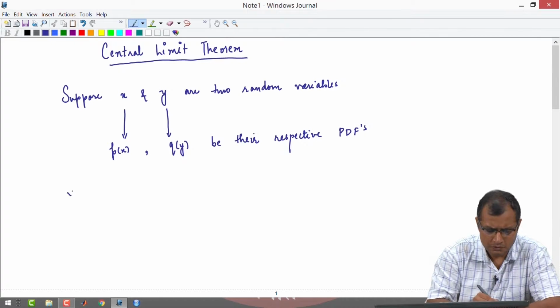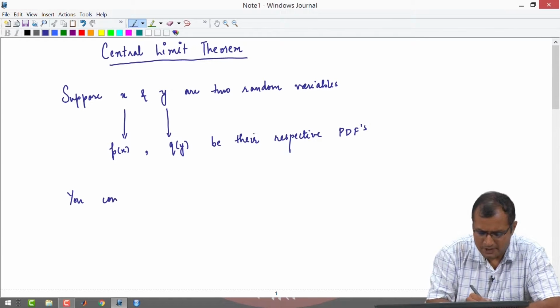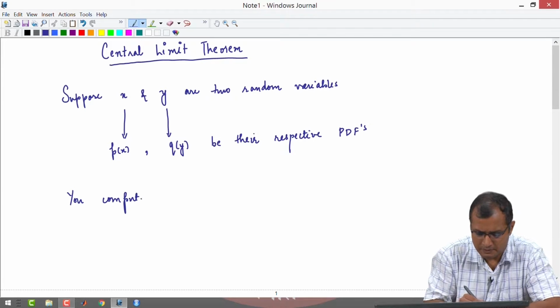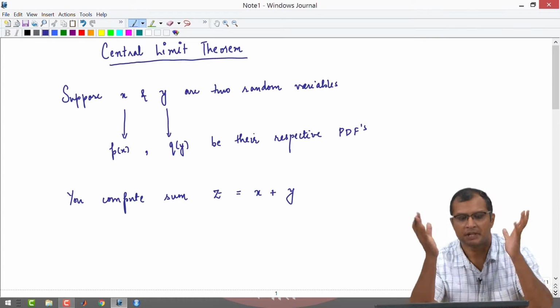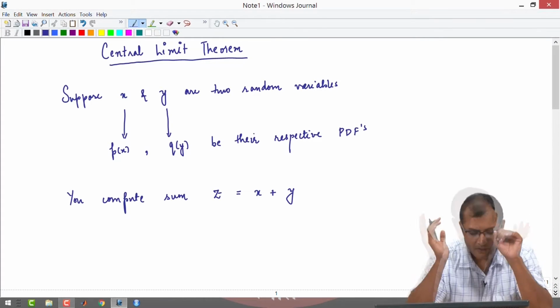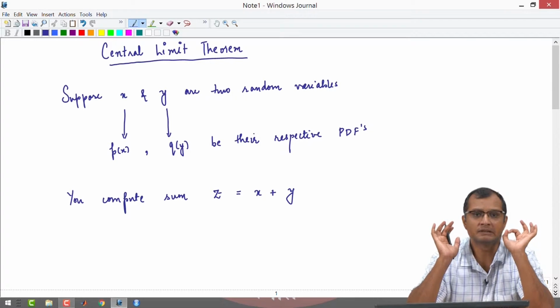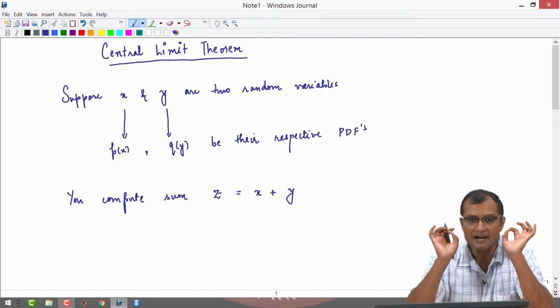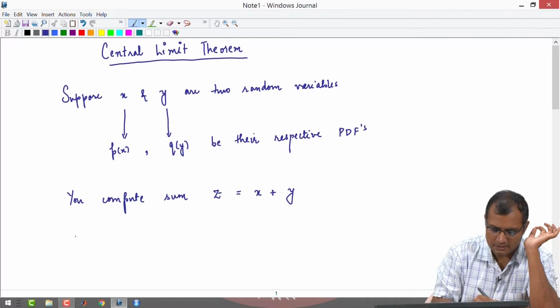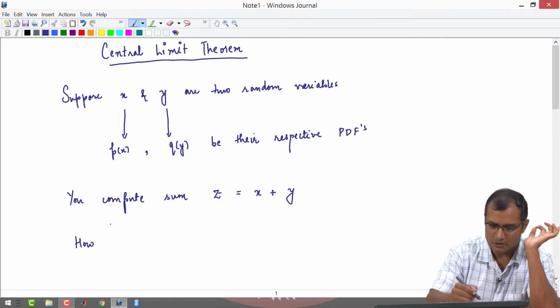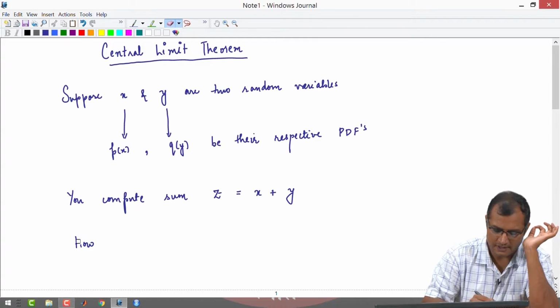and now you compute a sum of these two random variables, call the sum as z, which is equal to x plus y. Okay. Simple. You take two PDFs p of x and q of y, you draw a random variable from p of x, call it x, and you draw a random variable from distribution q, call it y, you add them up, call the sum as z, and ask a question: how or what is the PDF of z?